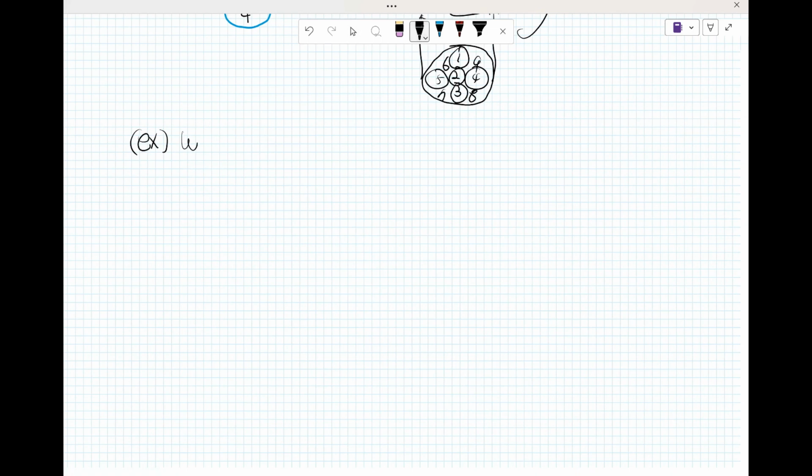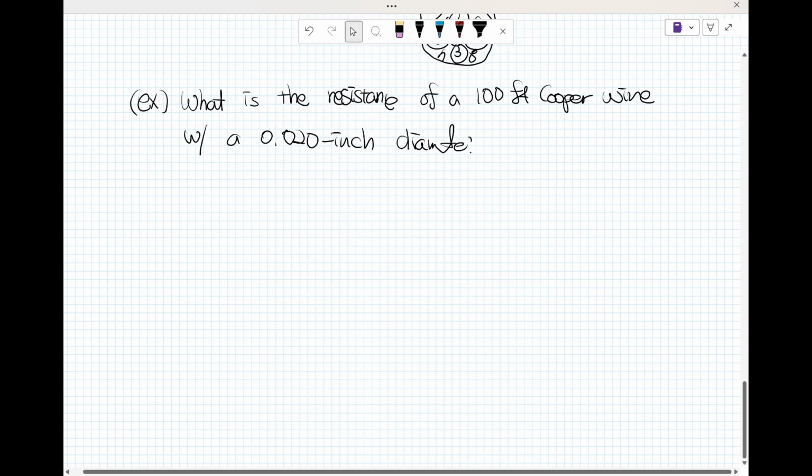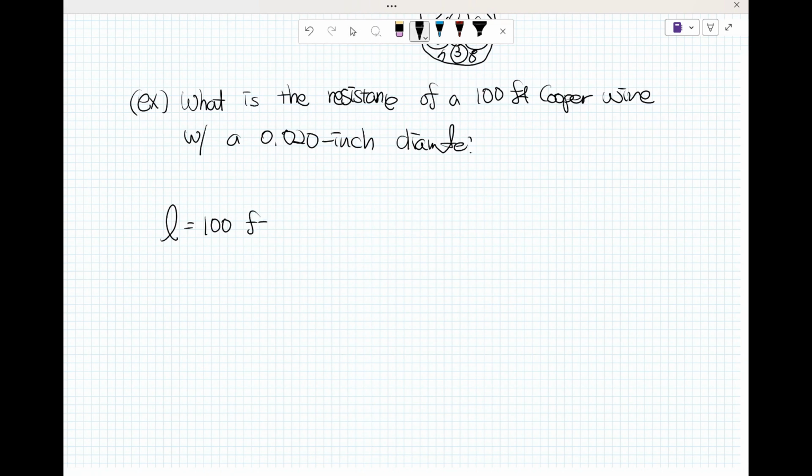What is the resistance of 100 feet of copper wire with 0.020 inch diameter? So from this, the given L is what? 100 feet. Okay, 100 feet.